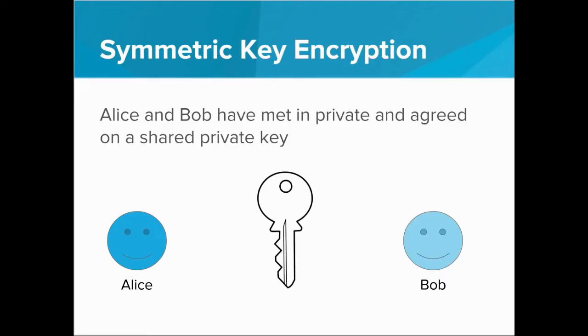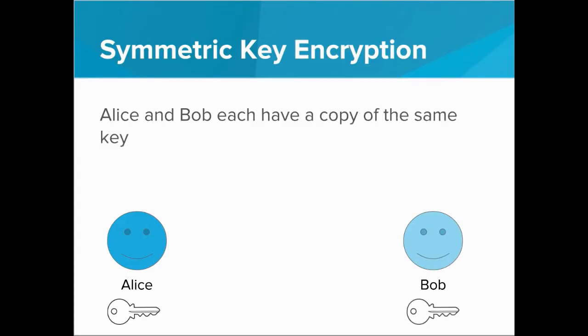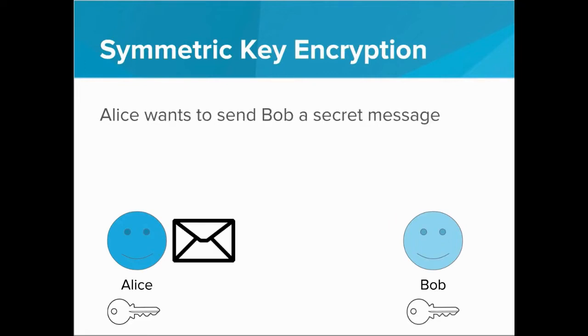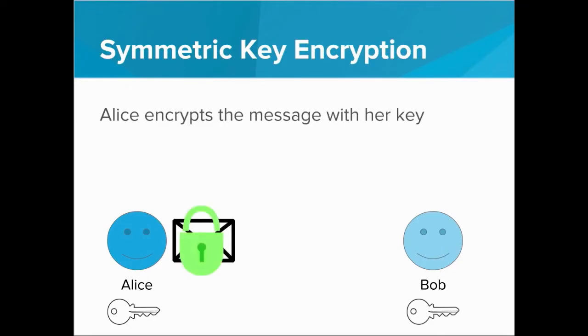Suppose we have two people, Alice and Bob, and they have met in private and agreed on a shared private key. So they both take a copy of this key with them. Now they are able to use this key to send encrypted messages to each other. They have a copy of the same key. So now Alice wants to send a secret message to Bob. What Alice does is she encrypts the message with her secret key. And now it's locked. Now if someone picks it up, it's all scrambled. It's not going to be readable.